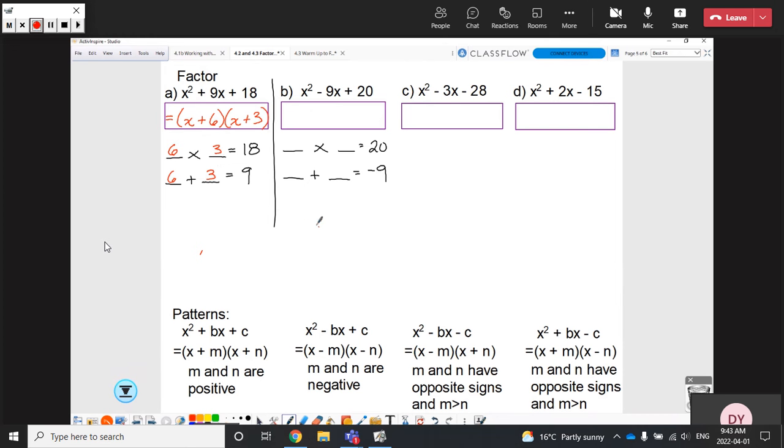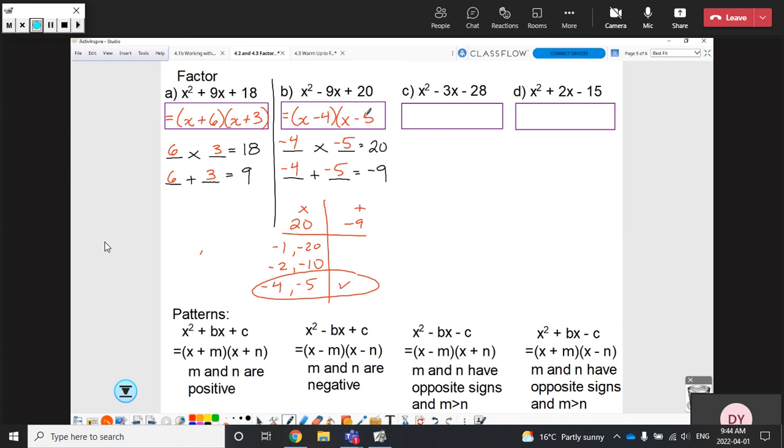What you could do is this. Multiplying to 20, adding to negative 9. Negative 1, negative 20. Nope. Negative 2, negative 10. Nope. 3, no. 4. Yeah, 4. Negative 4 and negative 5. Oh, there it is. Lovely. Negative 4 times negative 5, positive 20. Negative 4 plus negative 5 is negative 9. Okay, we're in great shape. X minus 4, x minus 5.